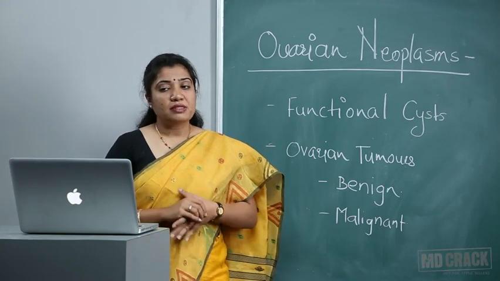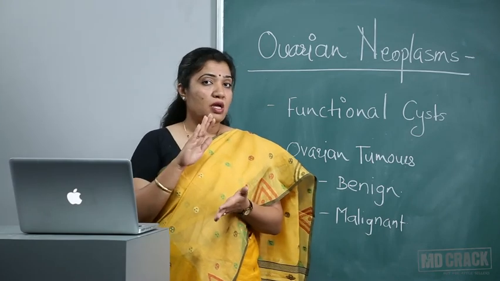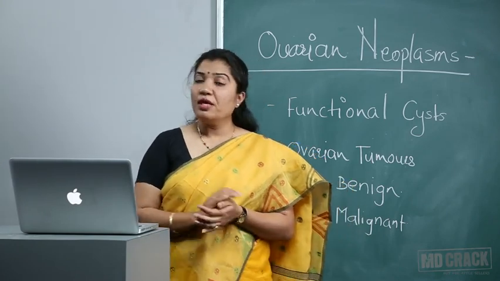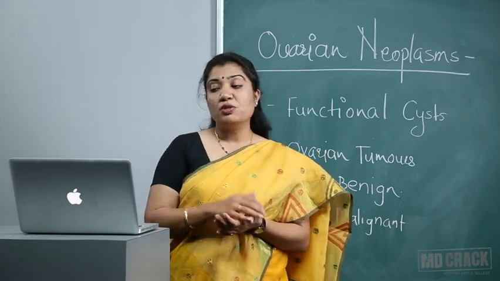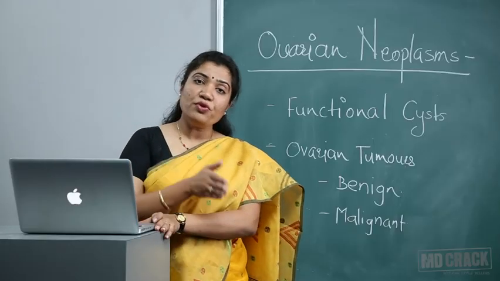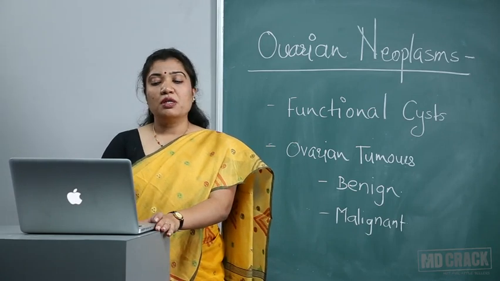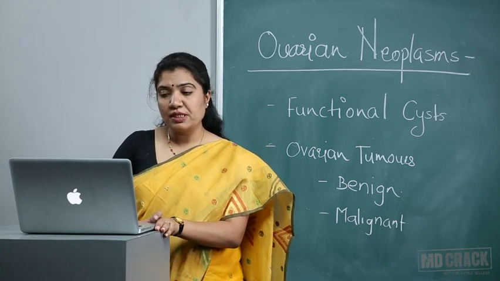There are certain protective factors as well for CA ovary. Again, these factors, if you think, are the ones that suppress or avoid ovulation. If ovulation is less in number, the chances of having CA ovary are less in that particular woman. So what are those factors? Breastfeeding. If she is breastfeeding for a longer time, she has a decreased risk. Multiparity, pregnancy, anovulation, use of OCPs or DMPA, Mirena. Because of these, there is no ovulation or there is progesterone supplementation, and that acts as a protective factor for CA ovary.